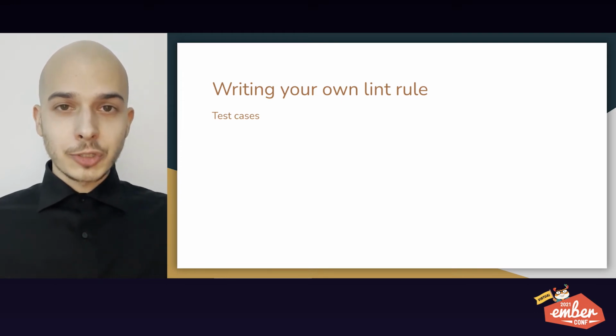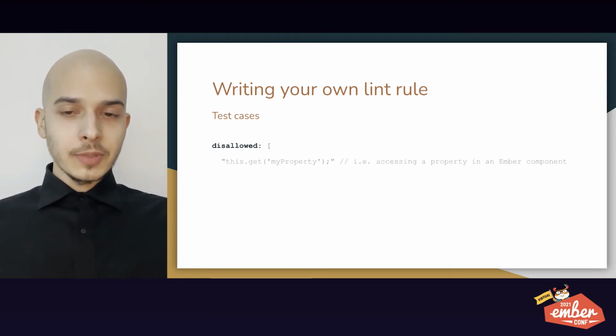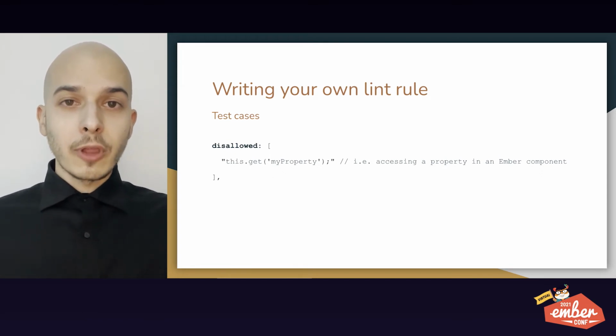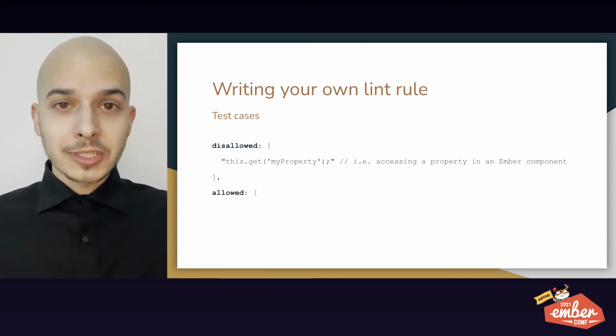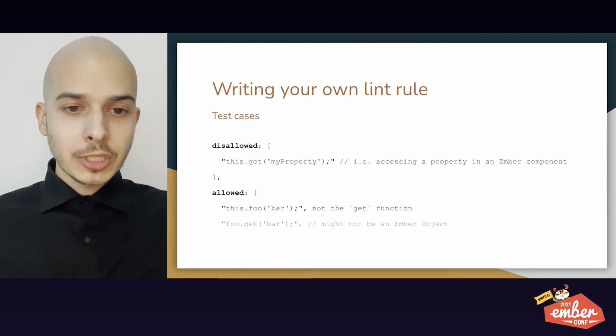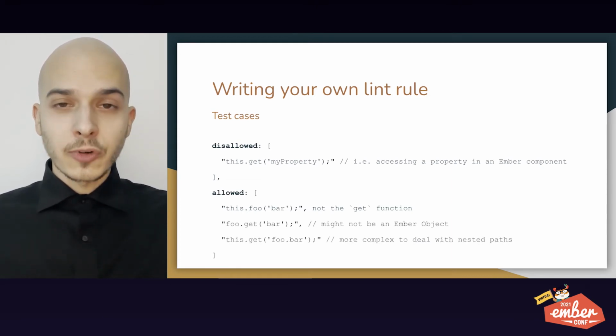I like to follow test-driven development, so when I write a lint rule, I'll typically start out by writing the test cases. First, we can write out some disallowed test cases, things that should be flagged or caught by the lint rule. And here I have the basic form of this.get with my property name. Then we'll also write out some allowed test cases, some variations that we do not want to flag because they're using unrelated functions, unrelated objects, or they're simply too complex for us to handle right now.